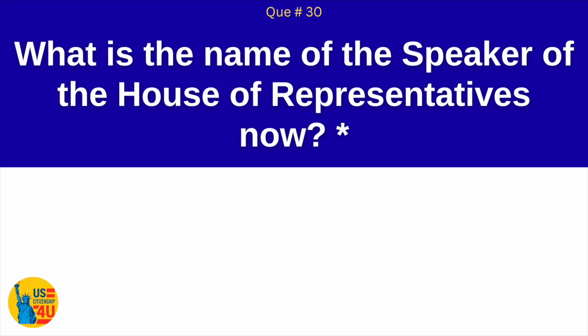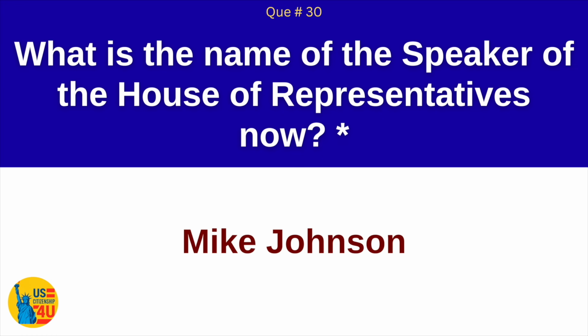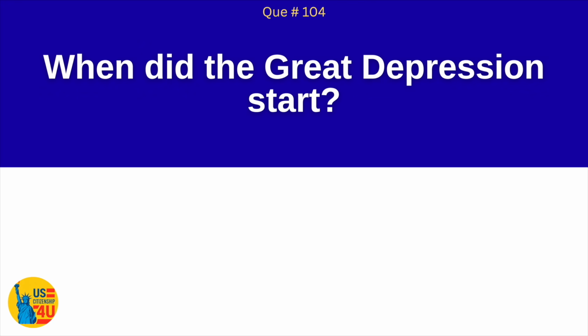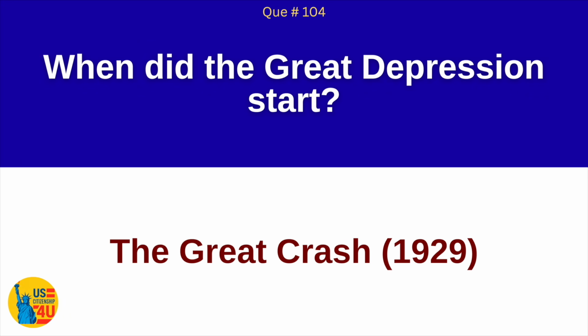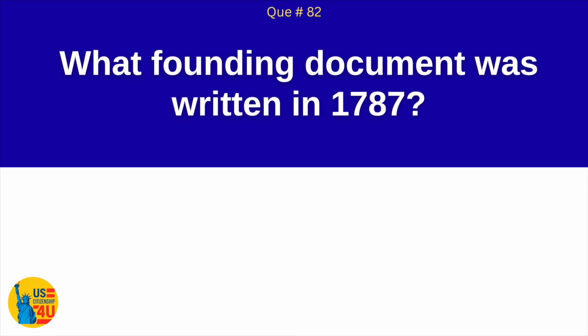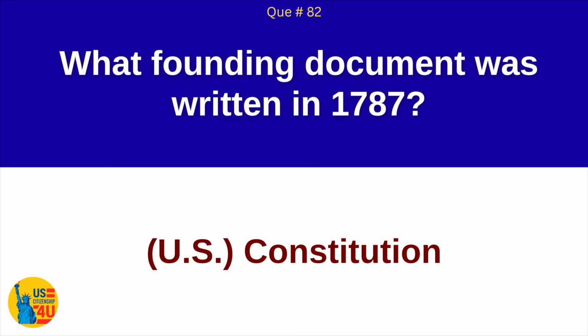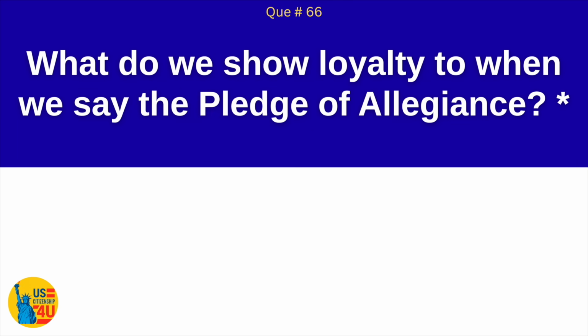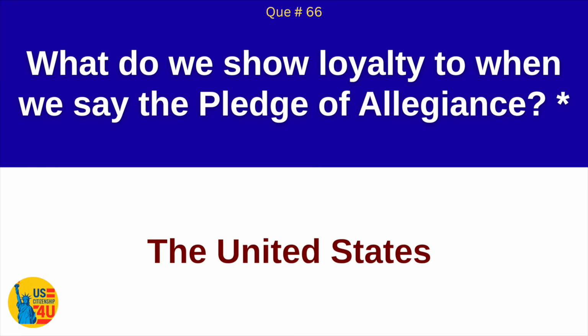What is the name of the Speaker of the House of Representatives now? Mike Johnson. When did the Great Depression start? The Great Crash, 1929. What founding document was written in 1787? U.S. Constitution. What do we show loyalty to when we say the Pledge of Allegiance? The United States.